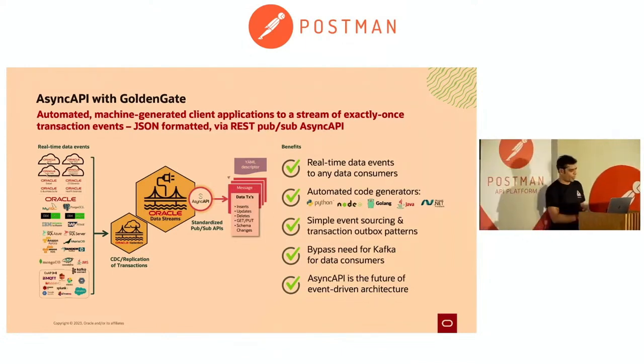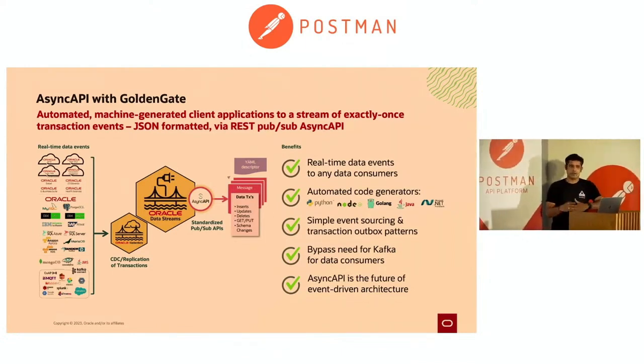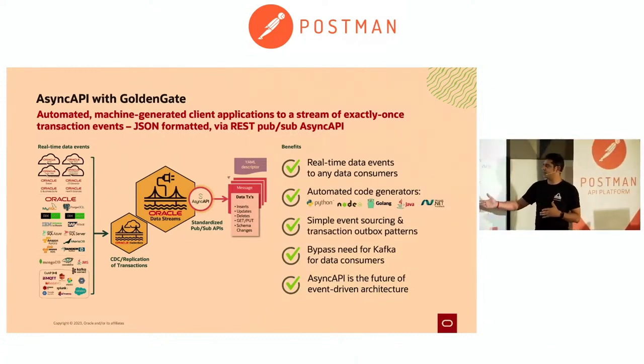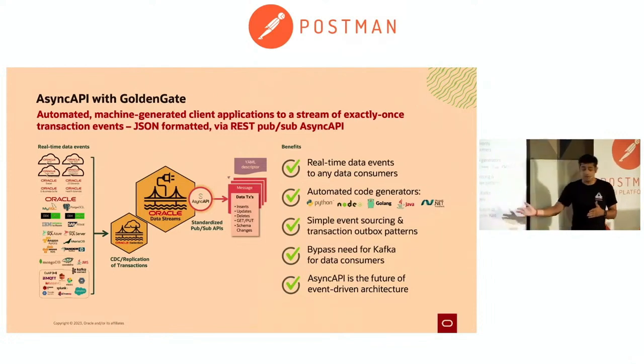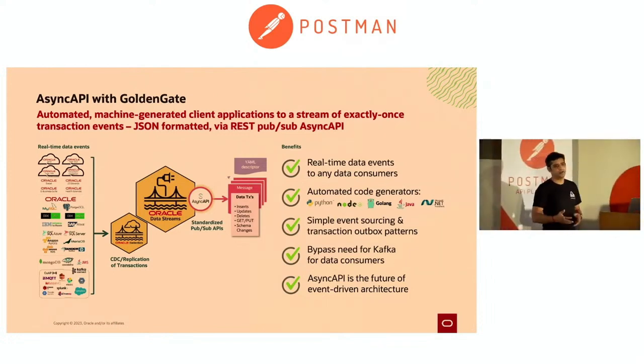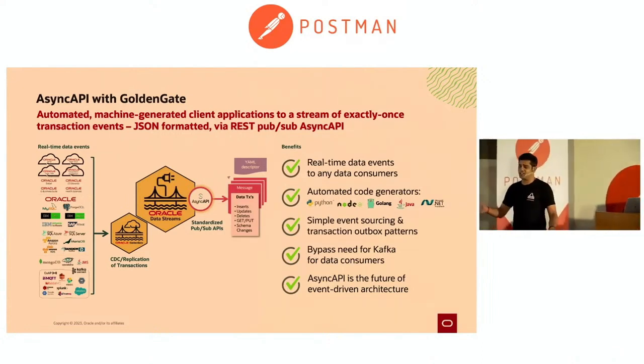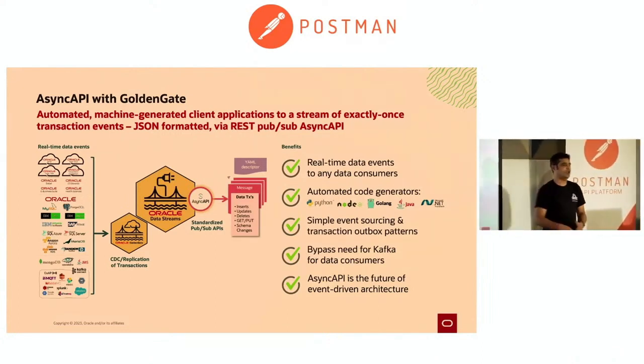The second one is you can automate using code generators. For example, we use Python, Node.js, Java, etc. So you can automate your code generators, and it's very simple. Even the event sourcing and transaction outbox patterns, and whatever drawbacks we faced with Kafka, that's been completely bypassed. And we believe AsyncAPI is the future of EDA, event-driven architecture. That's the reason why we integrate AsyncAPI with Oracle GoldenGate.